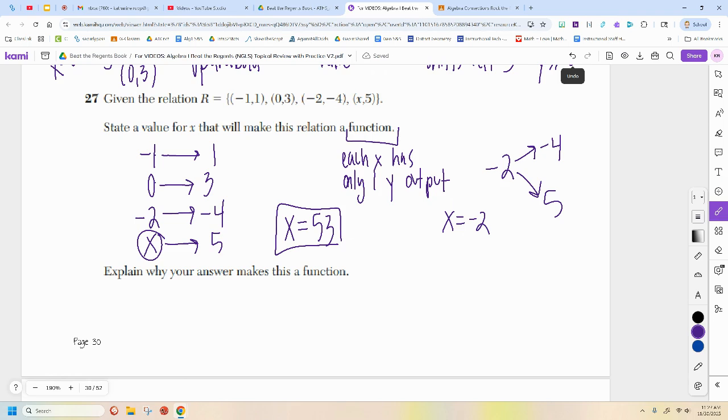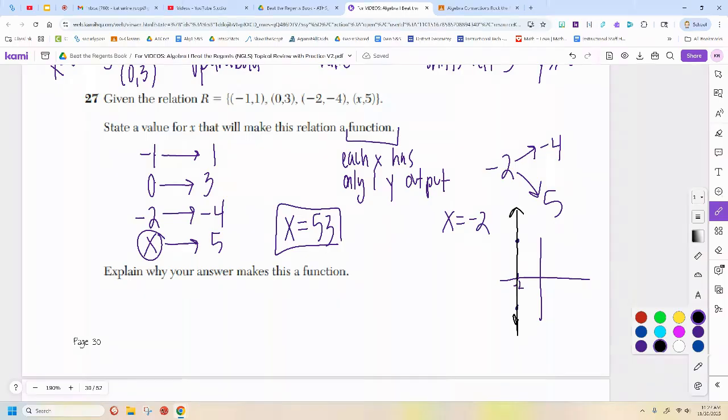And then the last thing to say before we go past that is if I plot these points, go back 2 and go up 4, and go back 2 and go up 5, do you see how they are both on the same vertical line? That fails the vertical line test, which means it's not a function.